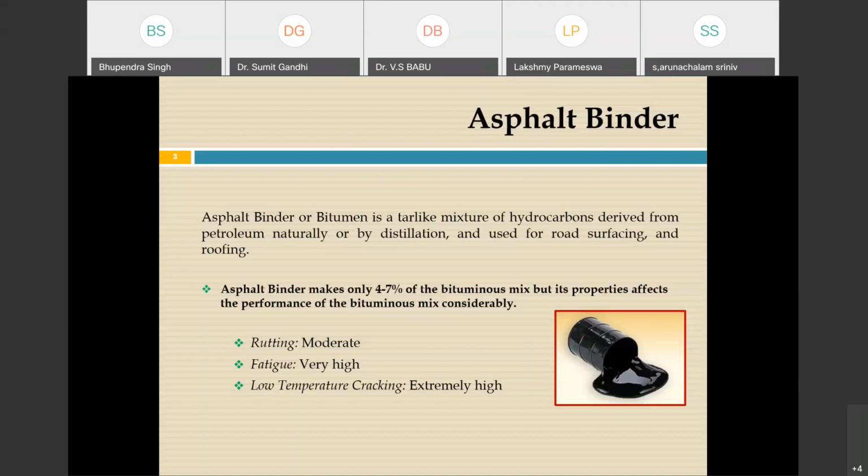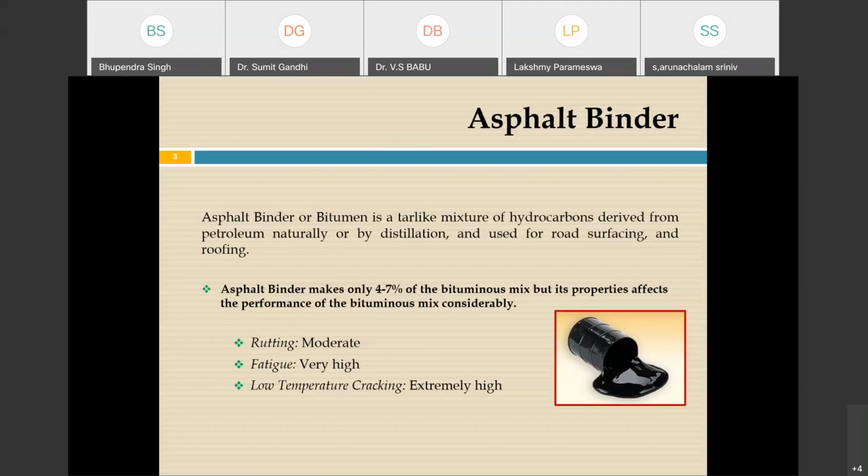So when we talk about asphalt mixes, asphalt binder makes up only 4 to 7% of the total part of the bituminous mix. One can think that it is such a small quantity, is it really necessary or not? But all the previous studies conducted to study the effect of asphalt binders on the performance of pavement have found that the properties of asphalt binders affect the performance of the bituminous mix considerably.